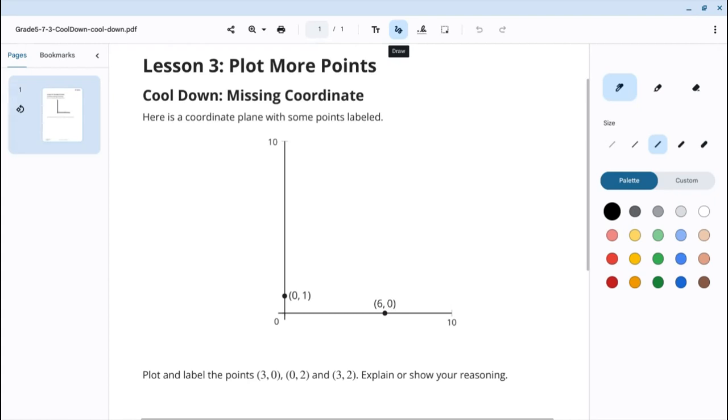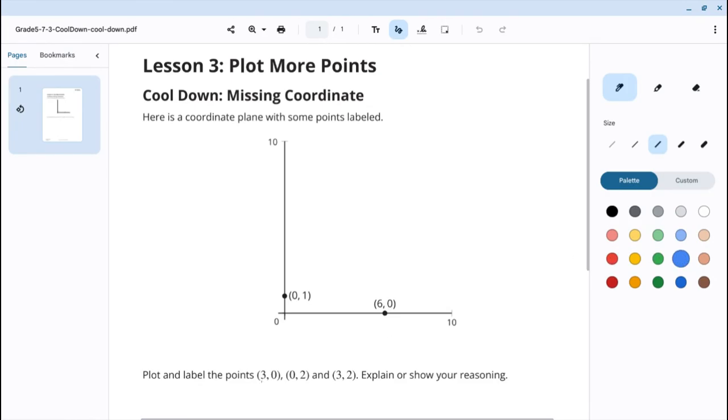Good morning, mathematicians. We are looking at Lesson 3 for Unit 7. We are plotting more points, and we're thinking about some missing coordinates, okay? Here is our prompt. It says, here is a coordinate plane with some points labeled. Now, our task is to plot and label the 3 points that were given, and then to explain or show our reasoning. So let's go ahead and begin.